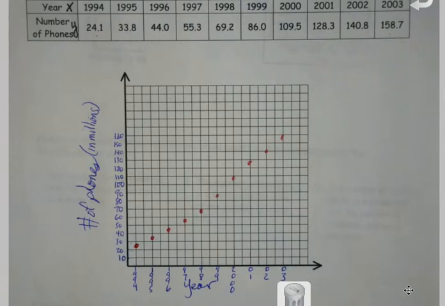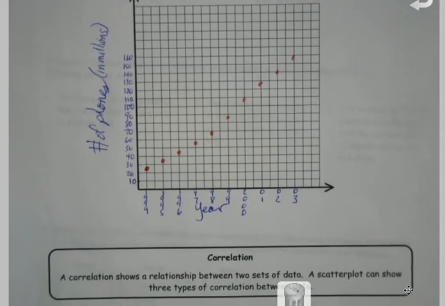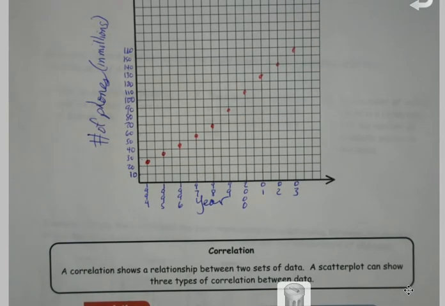When I see this, I just want to say, well, it makes a line up to the right. That doesn't quite tell me everything I want to know. So let me squeeze this up here a bit. Okay, there's this thing that we use here called correlation. Before we had cause, now we have correlation. And it shows a relationship between two sets of data. In this case, like the year and the number of phones. Okay. A scatter plot can show 3 types of correlation with the data.